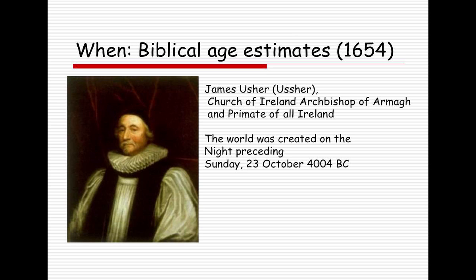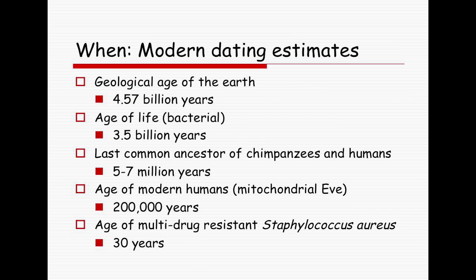So let's look at what modern dating estimates are. The Earth is 5 billion years old, and multi-drug resistant Staph aureus is 30 years, and there's a wide range in between. I'd like to point out that even we humans are only about 200,000 years old. And the question is, where do the bacteria lie on that range?